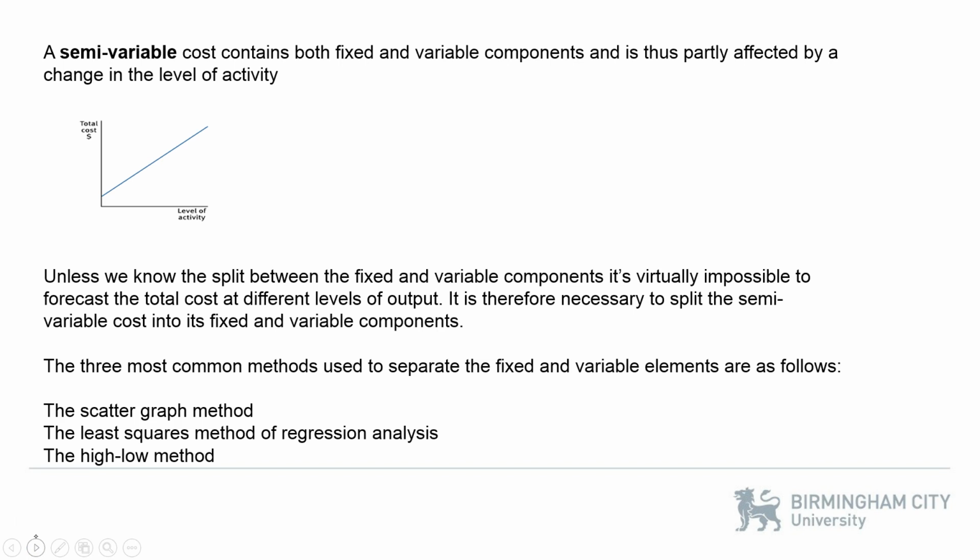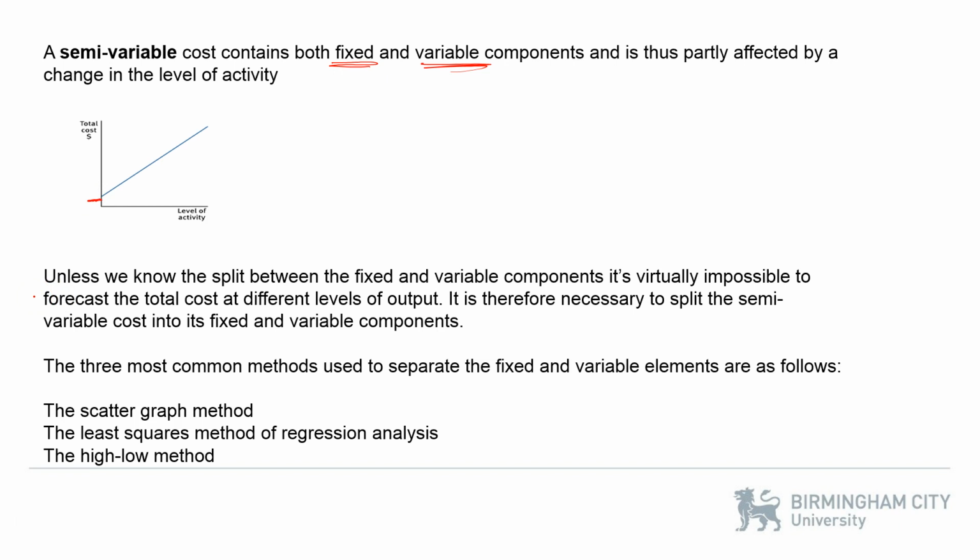Finally, we have a semi-variable cost. Now, a semi-variable cost is made up of a fixed and a variable component. And if we look at this one on the graph, we can see that it is partly like a variable cost. However, whereas a variable cost started at the origin, this line starts partway up the y-axis. Where it actually starts is your fixed costs.